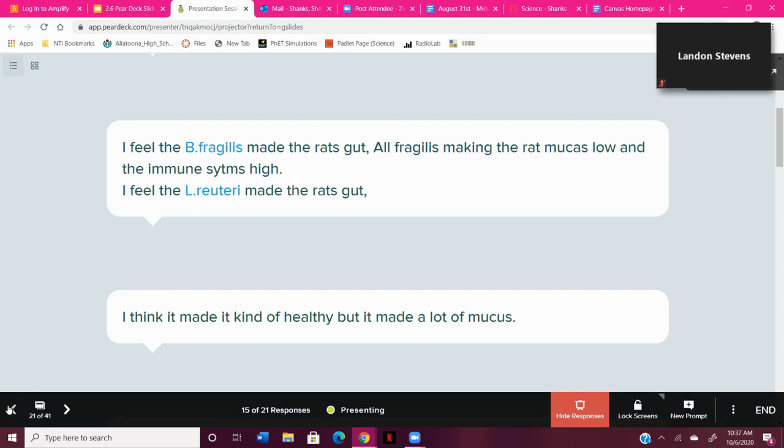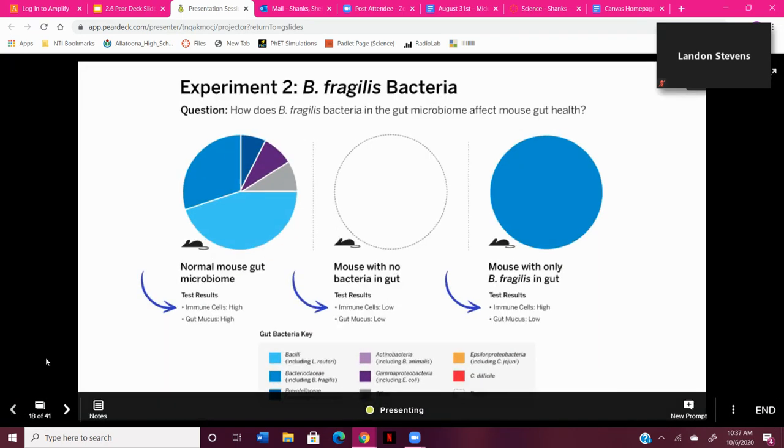All right, so I'm going to go back and we're going to look at these together. All right, so experiment 2, B. fragilis. These two pie charts are both the same in the experiment. What is a normal gut microbiome? We want our immune cells and our gut mucus to both be high, right? Because if we don't have any bacteria in the gut, they're both low, and that's what we don't want. We want our gut microbiome to be filled up with good bacteria like this, right?